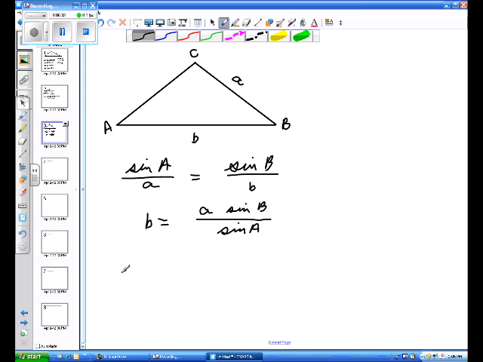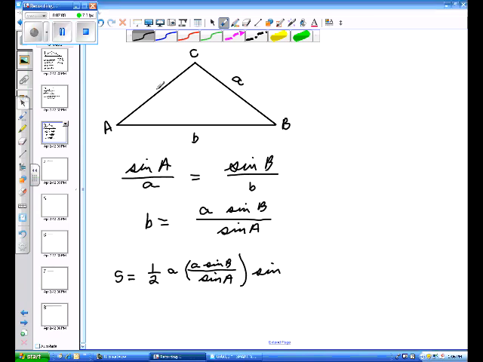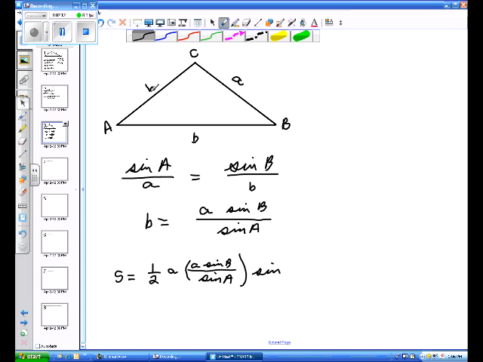So if we go back to our formula, if you remember, it was 1/2 the product of the two sides. Well, we were given side a. We found that side b was a times the sine of B divided by the sine of A, and then the sine of the included angle. Okay, once again, I've labeled my sides wrong. I've done that several times. This would be side B. So let me erase this.